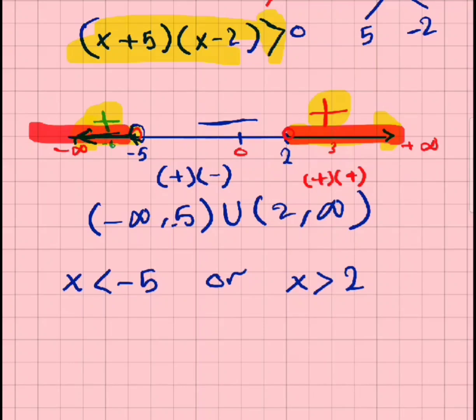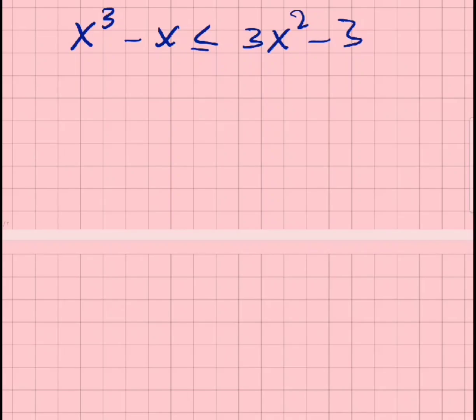Let's try another example. x cubed minus x, and let's say it's less than or equal to 3x squared minus 3. So go ahead and solve this particular polynomial inequality. So what I'm going to do is take everything from the right side and move it to the left side.